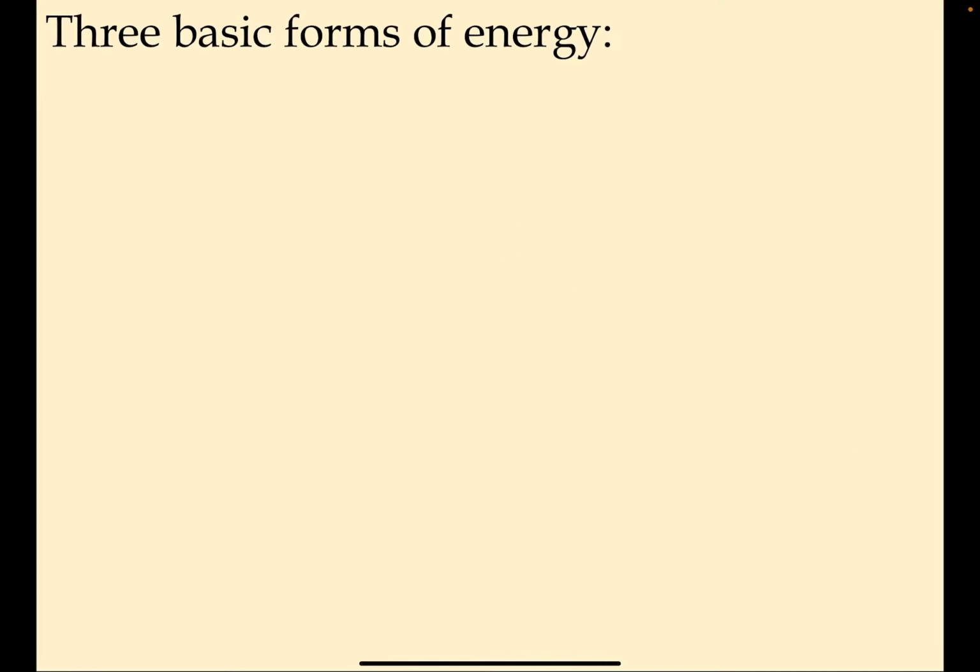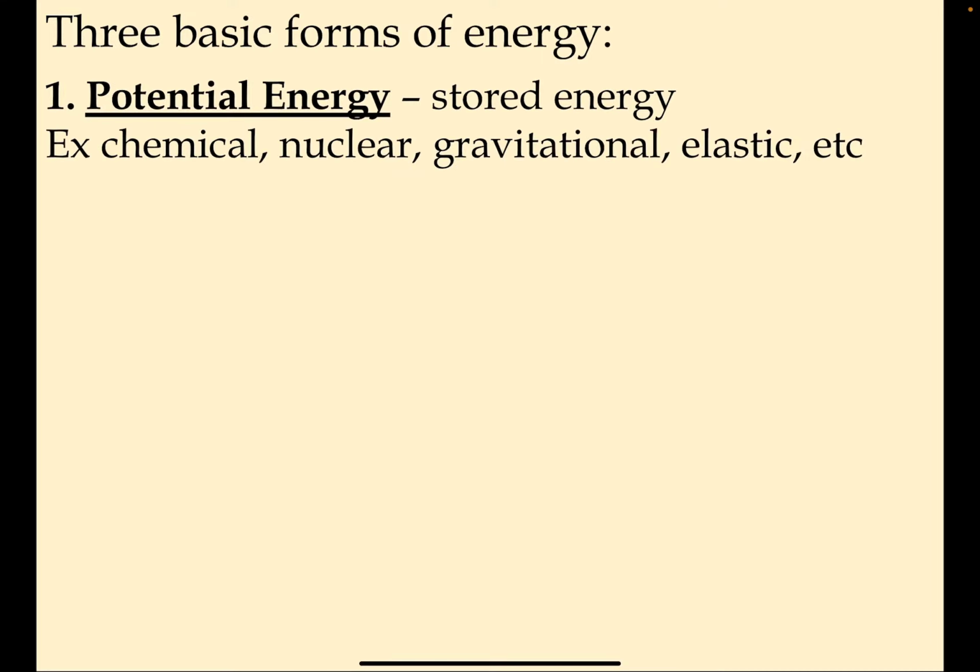There's 3 basic forms of energy. There's potential energy. That's energy that's stored in some way. So if you've got a battery, that's a type of chemical energy. Usually most batteries are chemical. We could have nuclear energy. Some people break nuclear out into its own thing, but nuclear energy, gravitational, elastic, all these energies are stored energies.